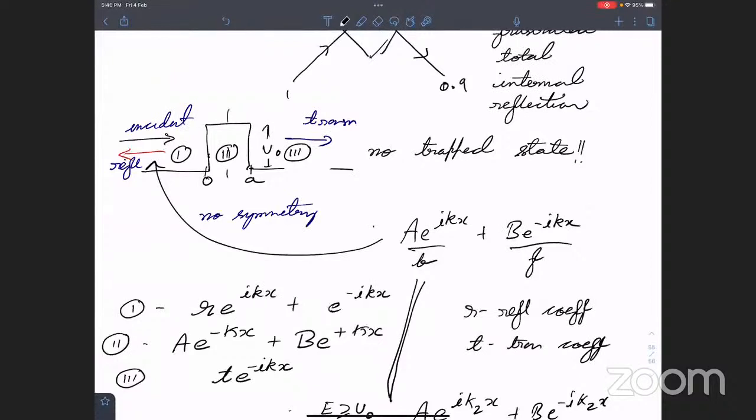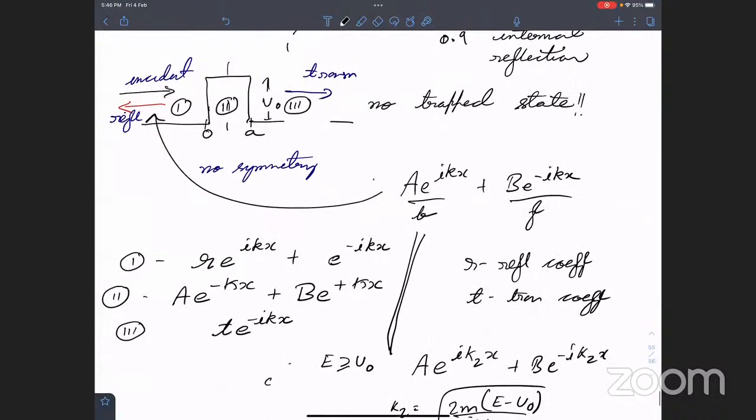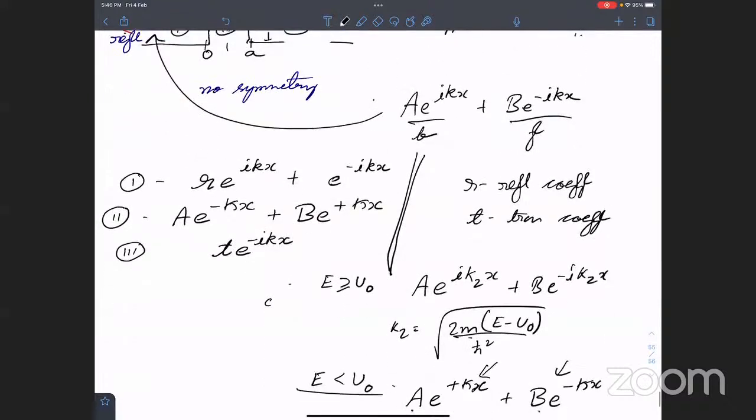So there is no trapped state here. Why is there no trapped state? You cannot trap on a hill. I can trap you in a pit, but I cannot trap you on a hill. If I put you on a hill, it will roll down, right? Like that only. So because there is no trapped state, immediately we know that all energies are allowed. So there are no eigenvalue solutions here. Every energy is valid here.